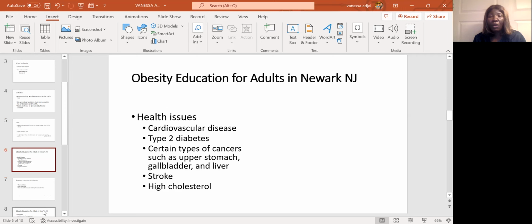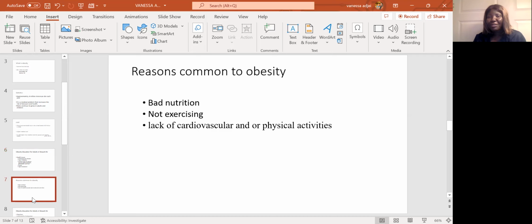Obesity can cause so many health issues. Some of the health issues it can cause are cardiovascular disease and type 2 diabetes. It can also cause certain types of cancers, such as the upper GI, gallbladder, and the liver. It has also been attributed to the cause of stroke, and also high cholesterol. So we have to educate our community.